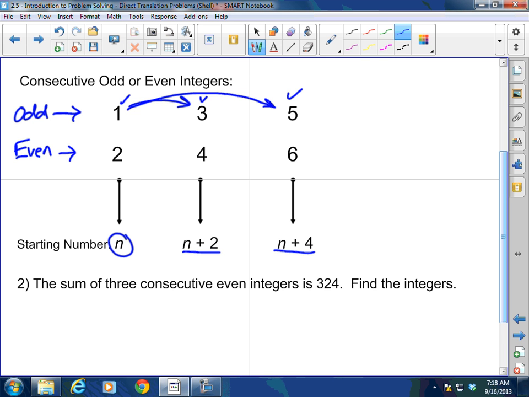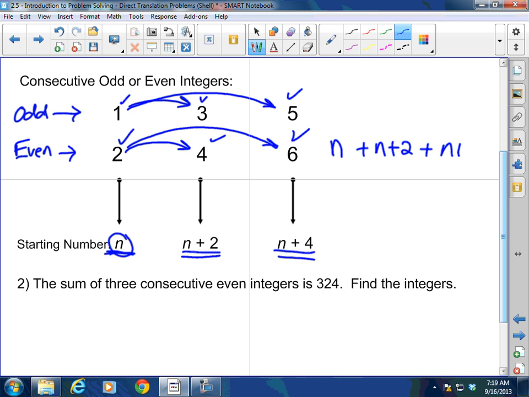Three consecutive even numbers are 2, 4, and 6. 2 is your original number n. What did I do to 2 to get to 4? I added 2. What did I do to 2 to get to 6? I added 4. So when we're talking about consecutive even or consecutive odd integers, you're adding 2 to every consecutive number. So if I say the sum of 3 consecutive odd numbers is 30, that would be your first number n, plus n plus 2, plus n plus 4, etc., adding 2 to each consecutive number.